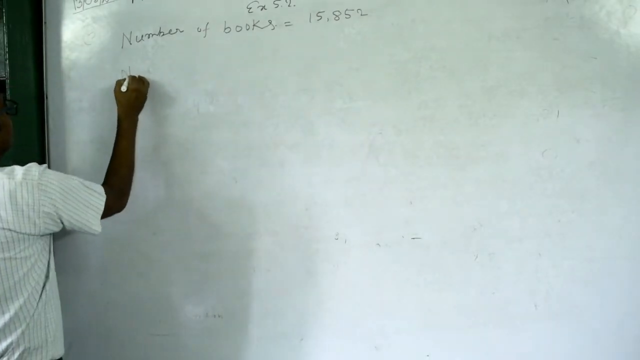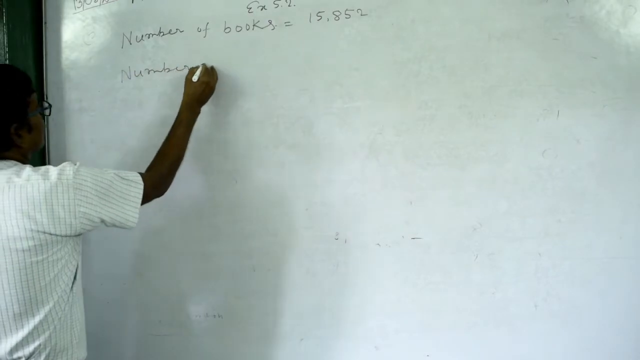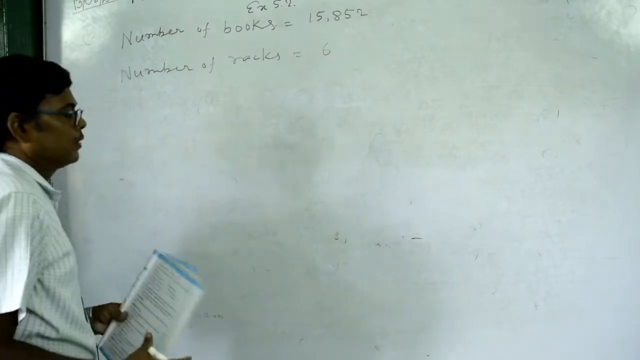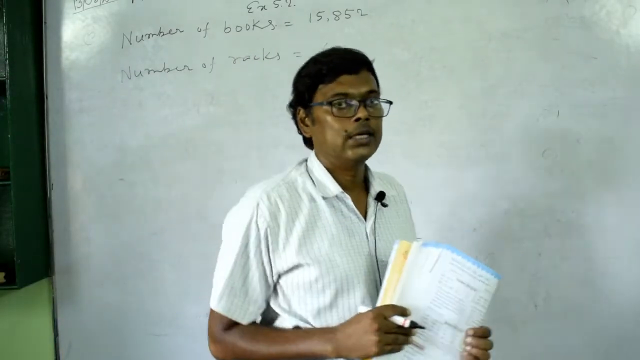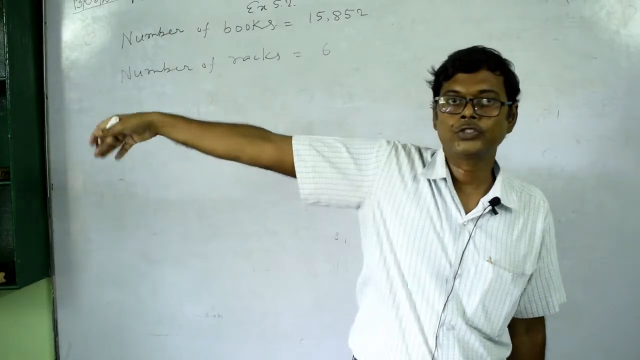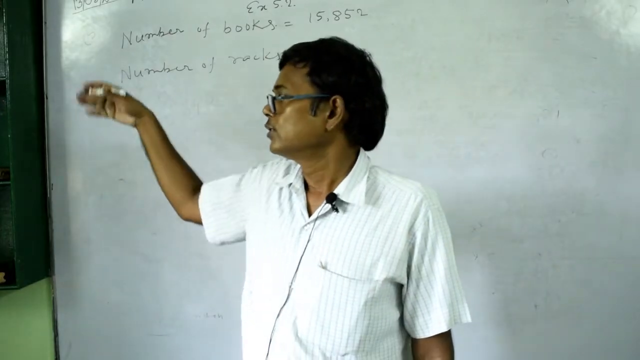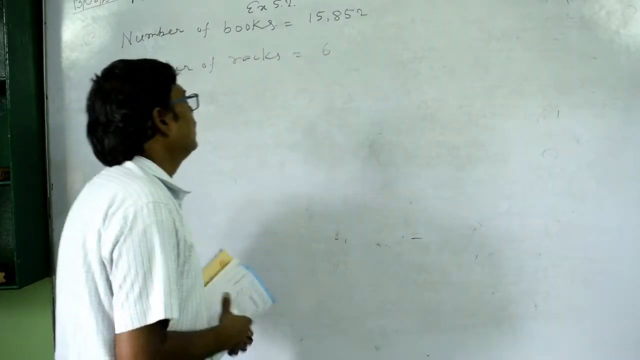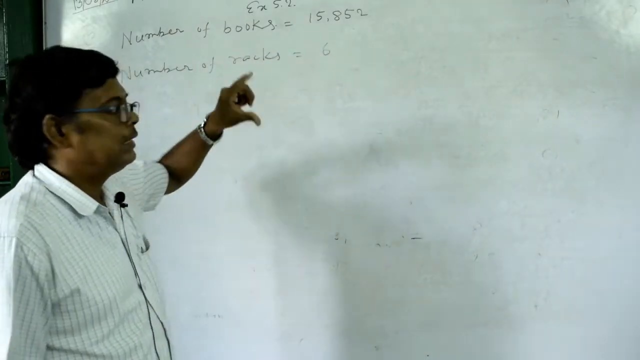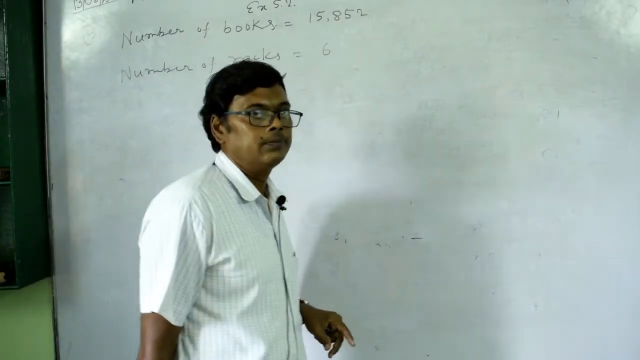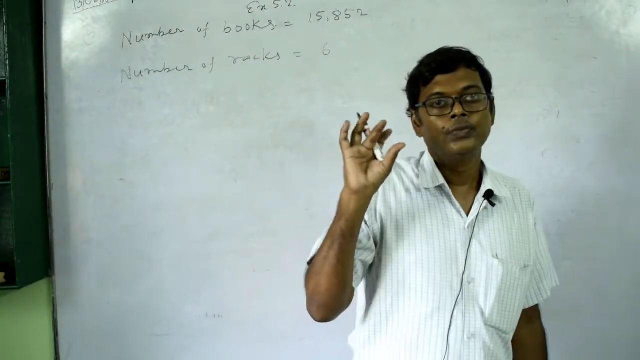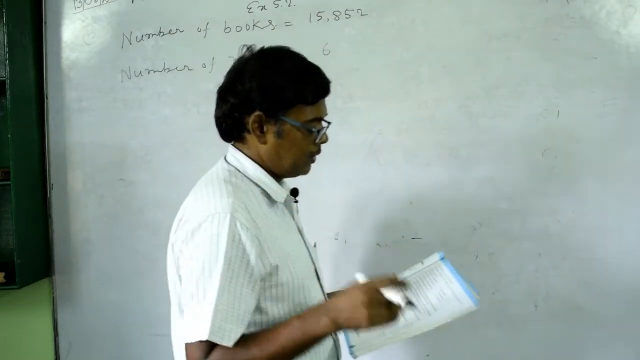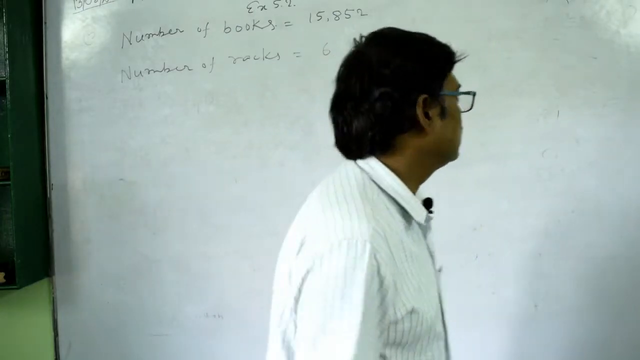So number of racks equal to 6. Okay, so you would have seen a rack, for books, like an almirah, like this rack is there also. You cannot see in the camera here. So there is a rack here on the side. So in that rack the books are kept, and in each rack the number of books is equal. That means in all the racks the number of books is equal. So then we have to find how many books will be in one rack. Okay, so here we have to divide.